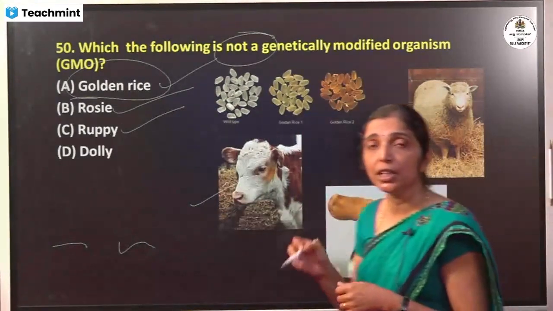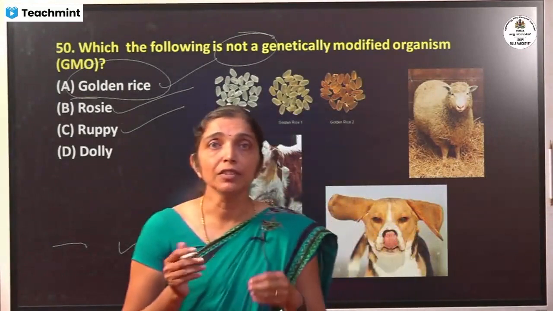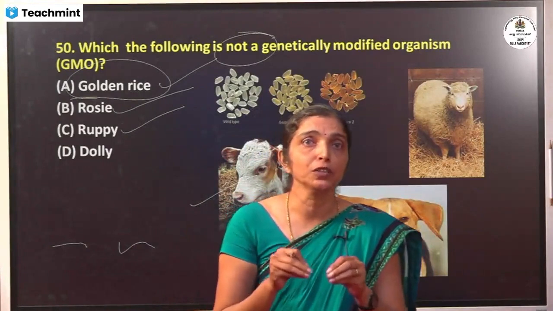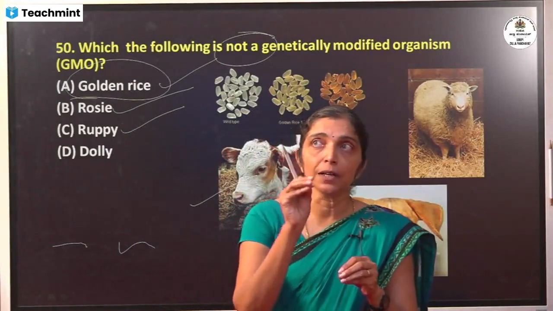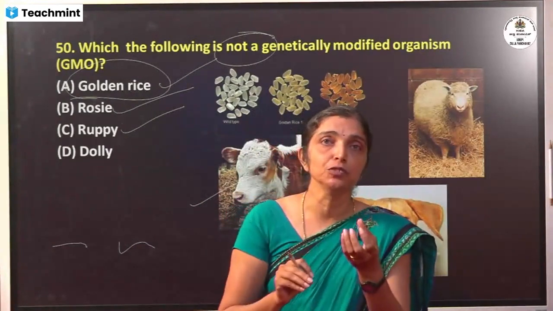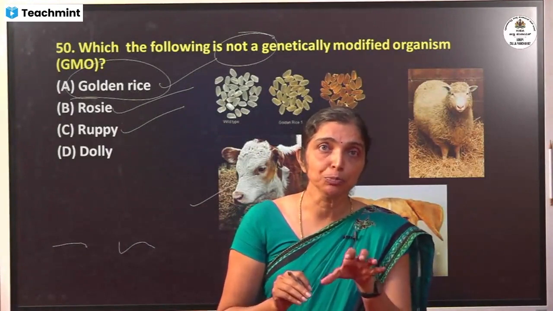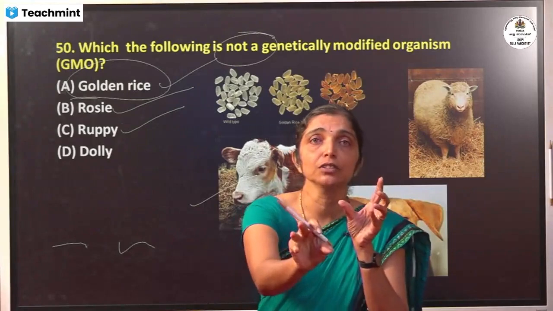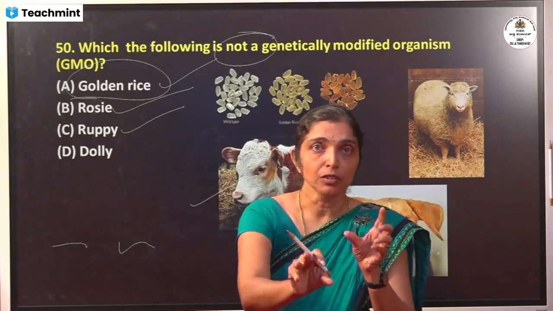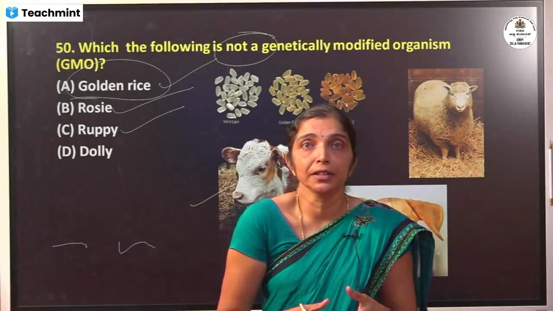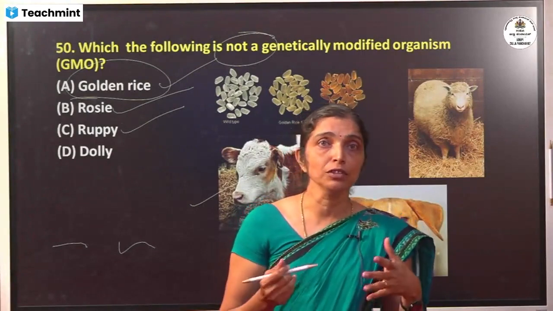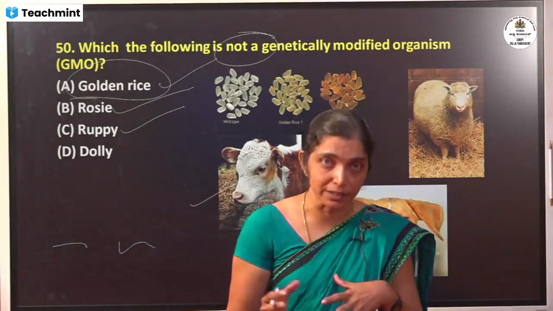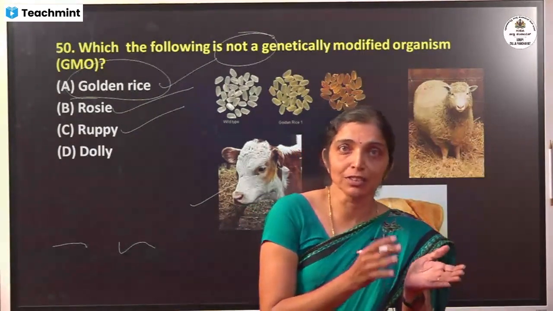Now here what they have done with the Ruppy is they have incorporated fluorescent genes in them. About 4 dogs were developed, wherein the fluorescent gene was introduced into them. The fluorescent protein was glowing red when it was subjected to UV radiation. So these are genetically modified dogs. Now they are trying to develop another type of dog known as Doggies.